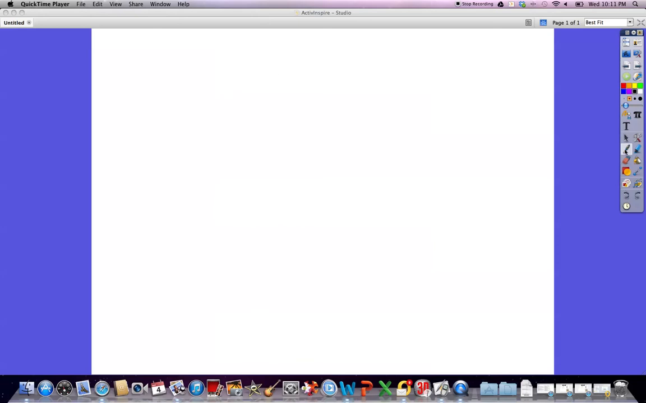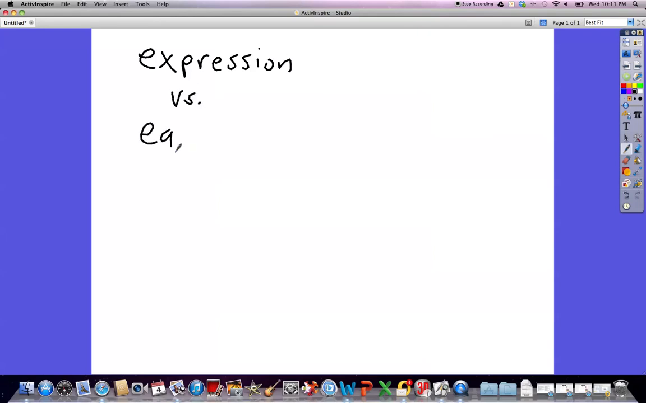Today we're going to talk about the never-ending battle between what is an expression and what is an equation. These are two vocabulary words that you need to learn. One, we've already worked on in class for the past week.